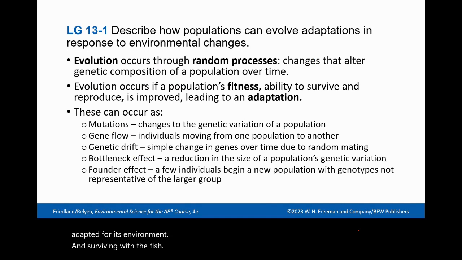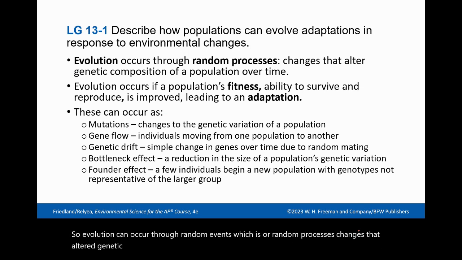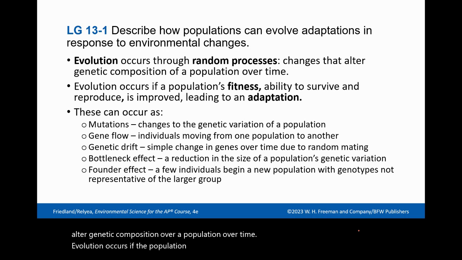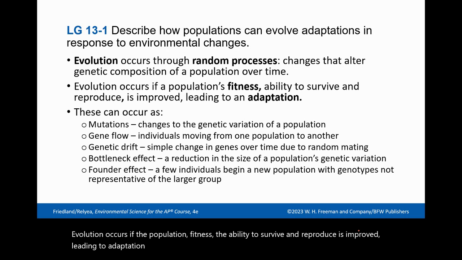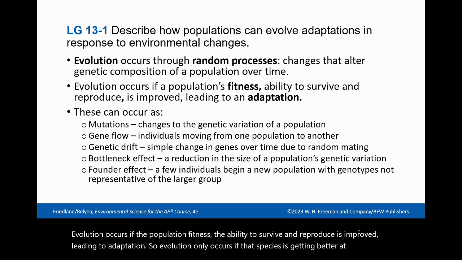So evolution can occur through random events, or random processes, changes that alter genetic composition over a population over time. Evolution occurs if the population's fitness, the ability to survive and reproduce, is improved, leading to adaptation. So, evolution only occurs if that species is getting better at living life in their environment.